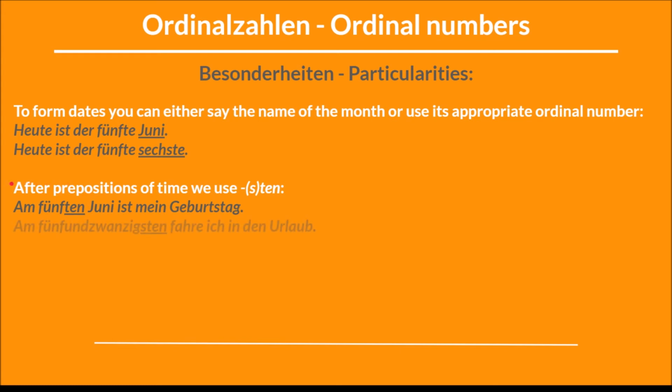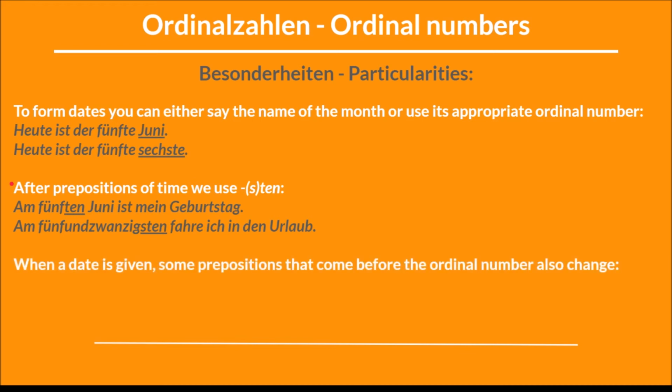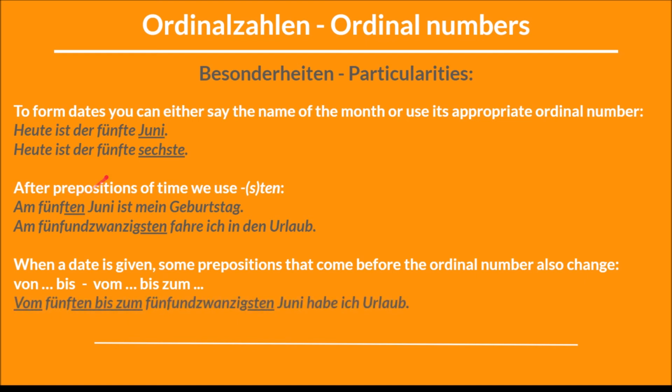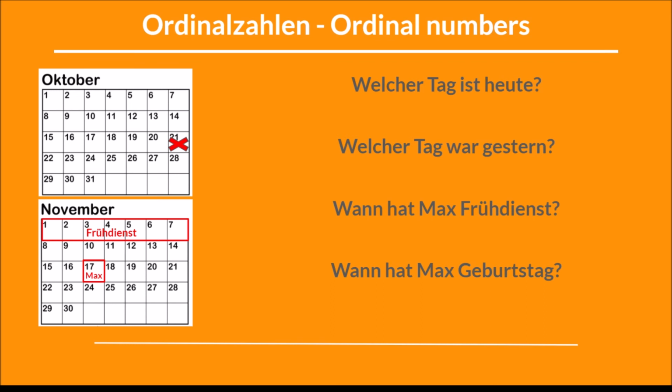And another example. Am 25. fahre ich in den Urlaub. On the 25th, I'm going on vacation. When a date is given, some prepositions that come before the ordinal number also change. Von bis changes to vom bis zum. Let's have a look at this. Vom 5. bis zum 25. Juni habe ich Urlaub. Now we want to practice the ordinal numbers with this calendar.